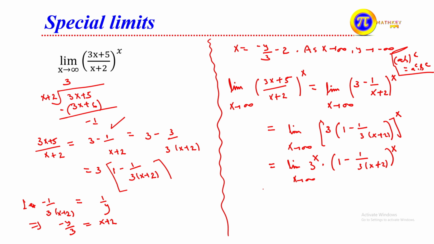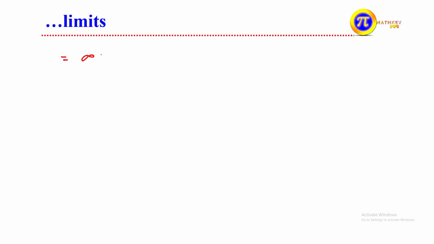From this, if we express this in terms of y again, it is equal to the limit of 3 to the power of x as x approaches positive infinity, times the limit of (1 plus 1 over y), the whole to the power of negative y over 3 minus 2, as y approaches negative infinity. Here 3 to the power of x as x approaches positive infinity goes to infinity. Then the limit of the second one as y approaches negative infinity is (1 plus 1 over y) to the power of negative y over 3 minus 2. Let's try to find this one.